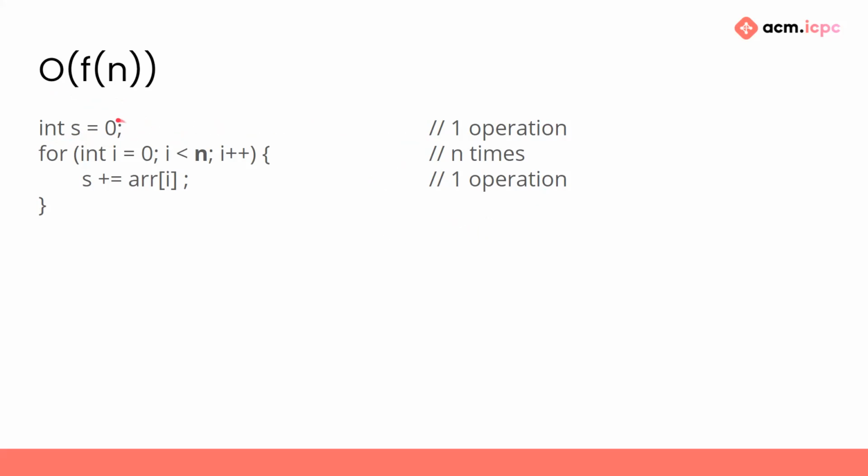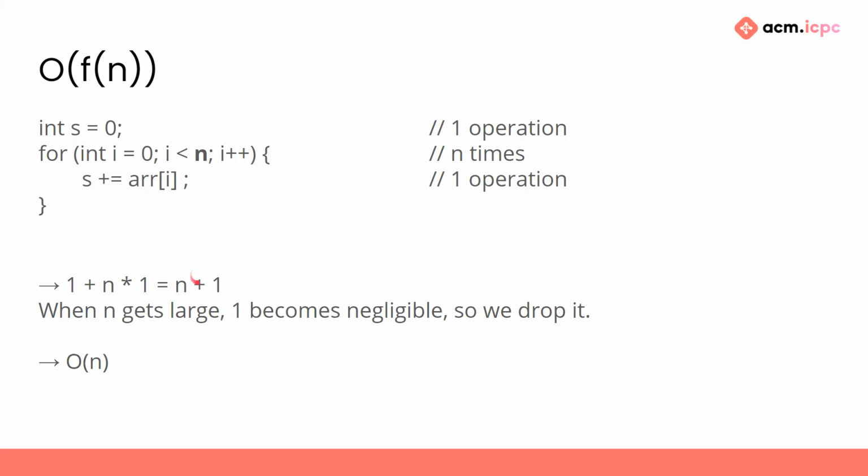So let's start from the beginning. The declaration of this variable takes one operation, and then we have a loop. Inside the loop, we have one operation, and that's adding this value to the variable we declared earlier. But it's inside a loop. We run this loop n times. So it would be n times 1 plus 1 operations, which gives us n plus 1. However, when n gets really large, the 1 becomes negligible, so we drop it in the big O notation. We only care about the asymptotic runtime complexity, and that would be O of n. We denote O of n as the runtime complexity of this segment of code.